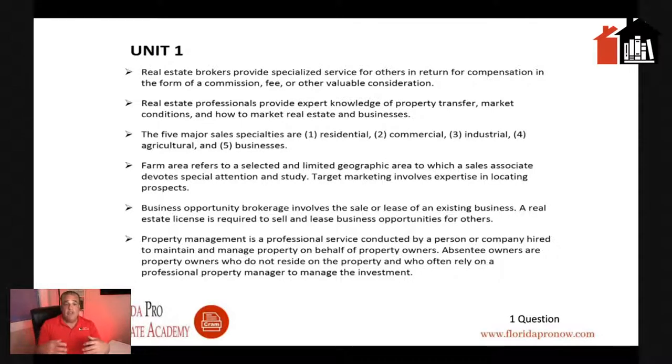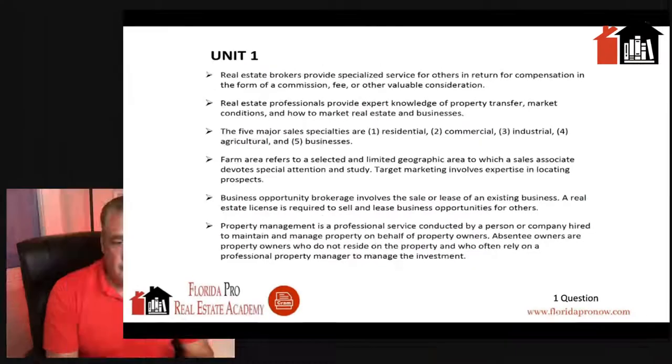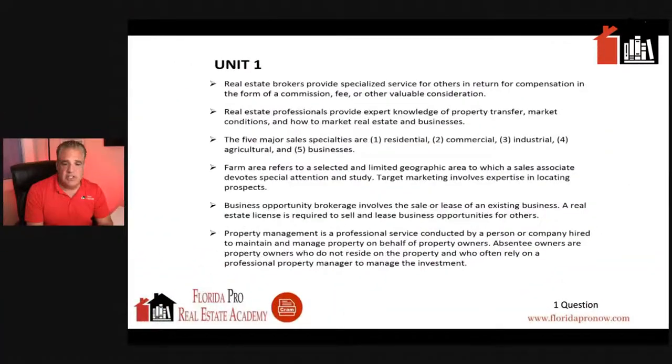Now, there's going to be five major sales specialties. What are the five major sales specialties? We can look at it here on the screen, and I'll do a little split screen on this. Not sure if you can see that, so I'll put that back. But there's five major sales specialties. Now, the first one is real easy. It's residential. Residential is where we live, okay? Where we live, sleep, and play usually, okay?